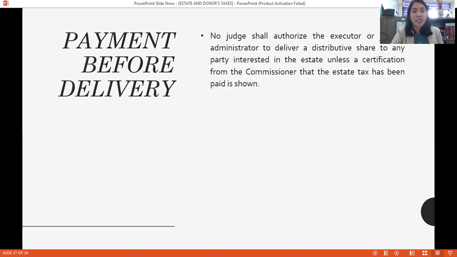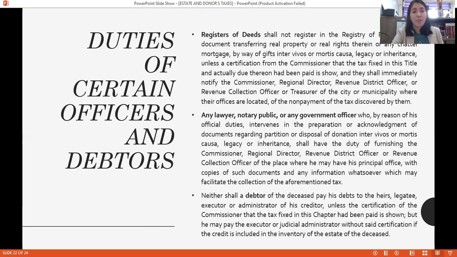Payment before delivery. So, no judge shall authorize the executor or judicial administrator to deliver a distributive share to any party interested in the estate unless a certification from the commissioner that the estate tax has been paid is shown. So, ibig sabihin lang nito, kailangan isettle mo muna yung estate tax before ito ma-distribute sa mga heirs.